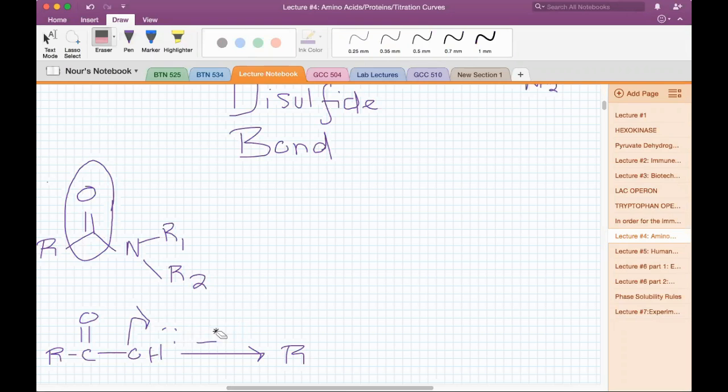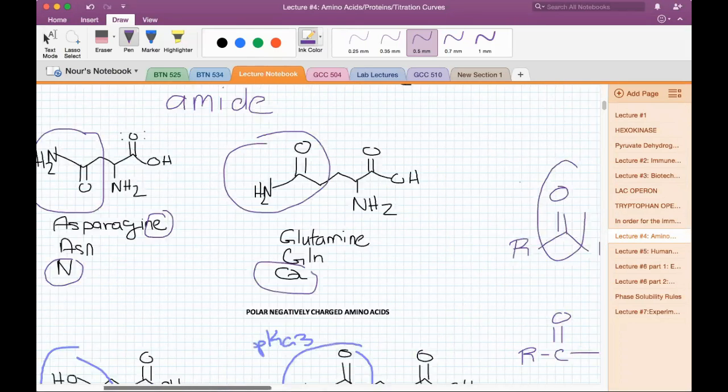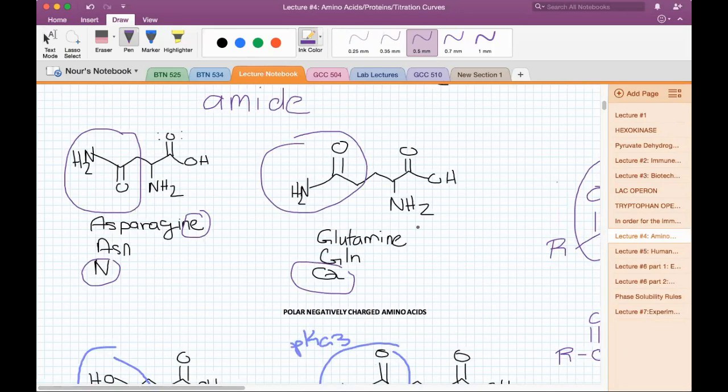So you react with the amine. That's how you make an amide, actually. To change a carboxylic acid into an amide, you take this and then you react it with an amine, and you get an amide. So that's how you do it, if that's to your general knowledge.